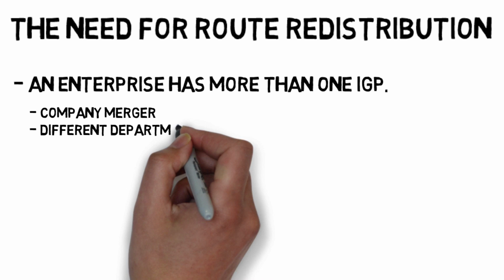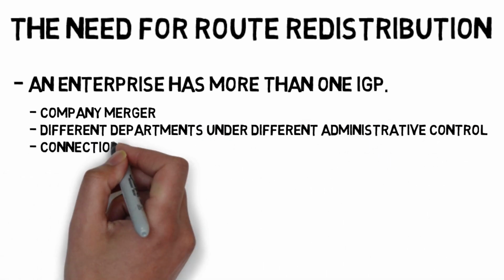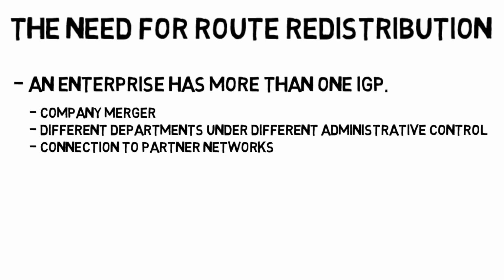Maybe we've got different departments within the enterprise that are under different administrative control. Or perhaps we've got a partner company. It's not our enterprise, but it's a company we do a lot of work with. Maybe we want to connect out to those partner networks.